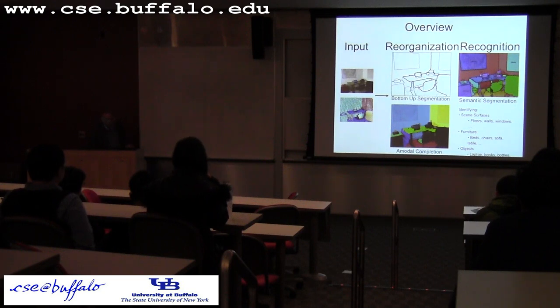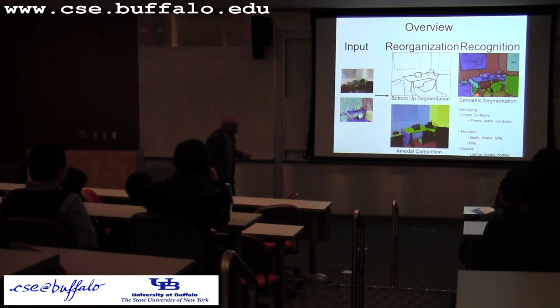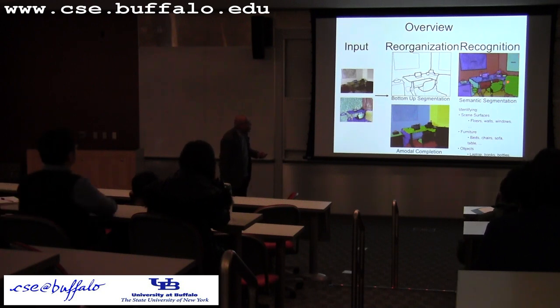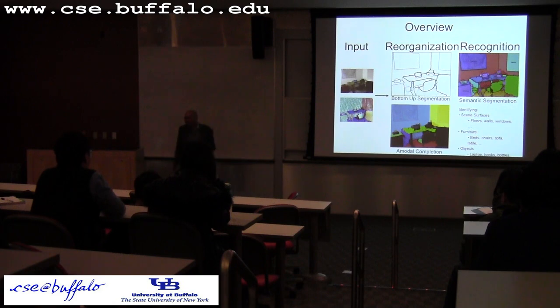So then recognition. Recognition is attaching semantics. So we now need to say wall, floor, ceiling, table, chair, etc. You may not be able to read this, but this says chair, this says blinds, like Venetian blinds, this says chair, this says, I think, table, and so on. This is an error, by the way. This little box of tissues is called a sofa. Okay.